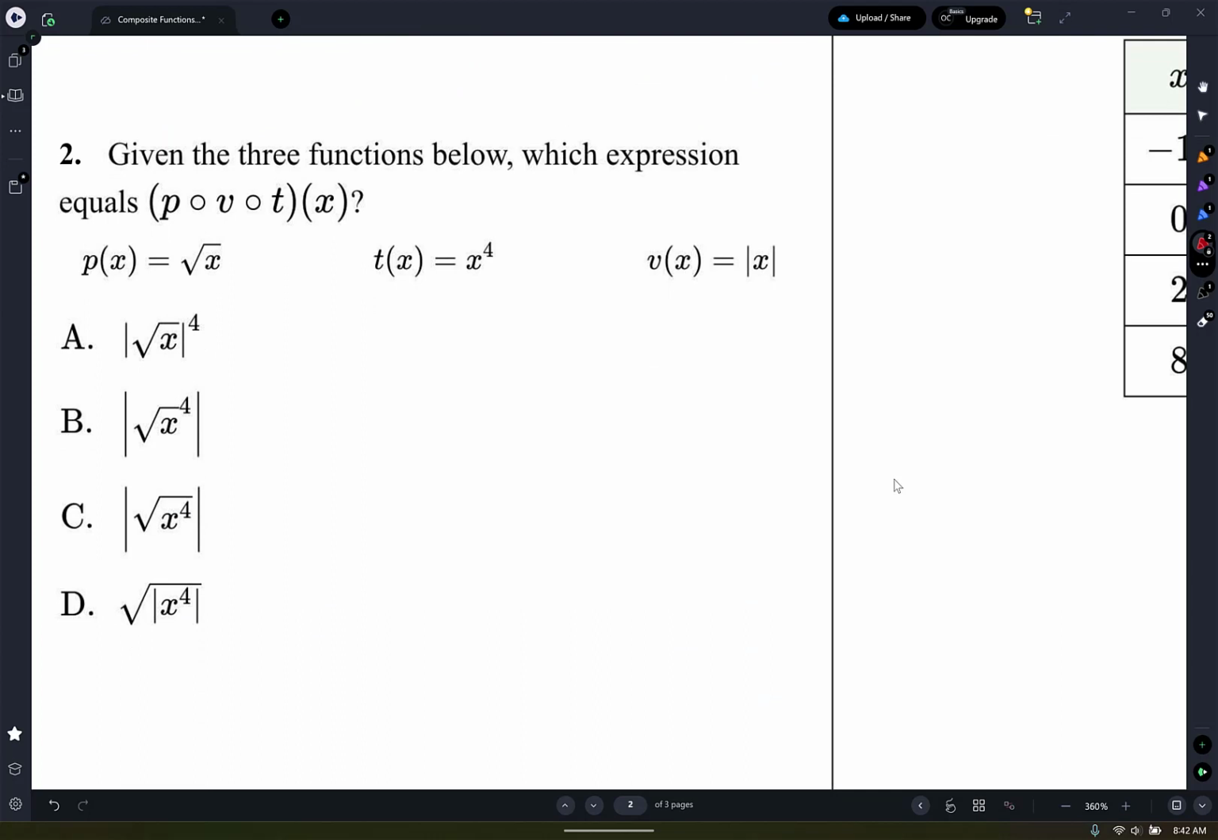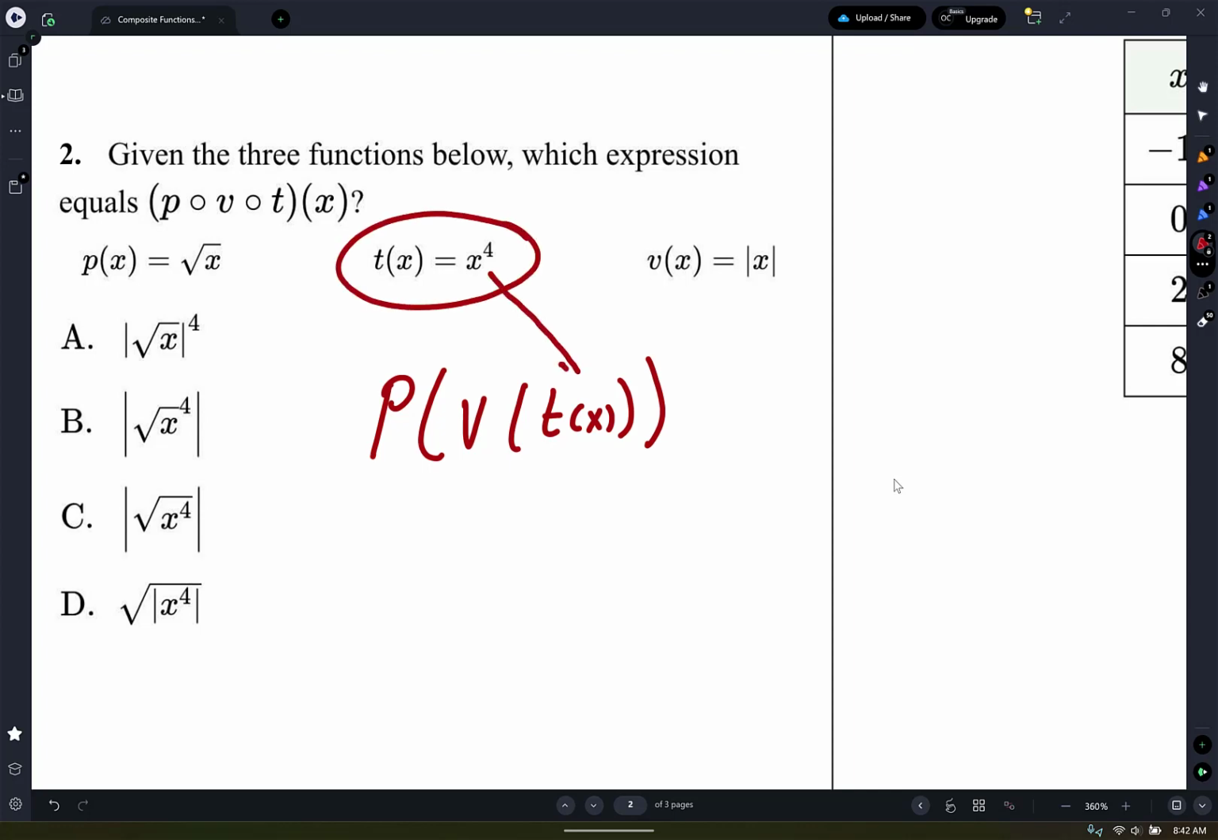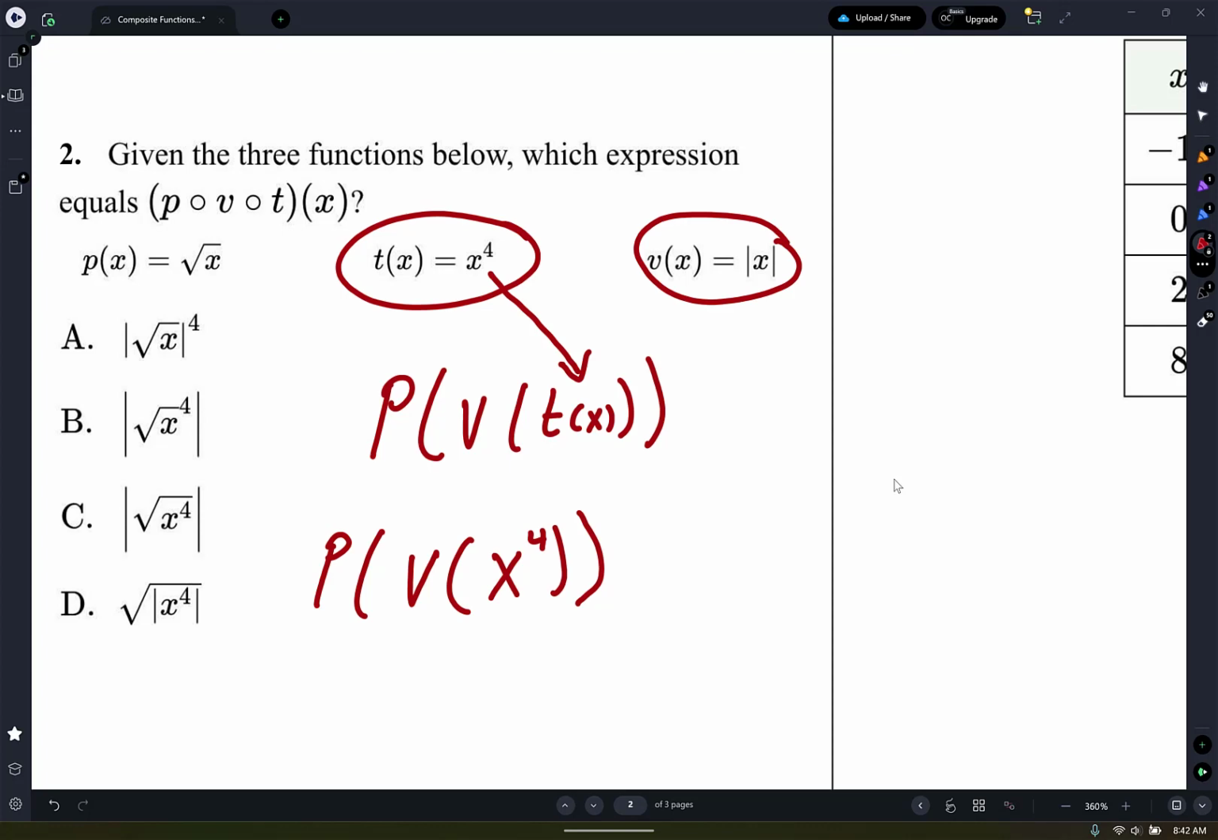We're doing the same thing. P composite of V composite of T with respect to x, like that. So we look for t first, and that's what you're going to insert, an input for v. So p composite of v, and t of x is nothing more than x to the fourth. We're still okay? Look at v. V is absolute value of x. So I'm going to write p of the absolute value not of x, but of x to the fourth. Absolute value, close.